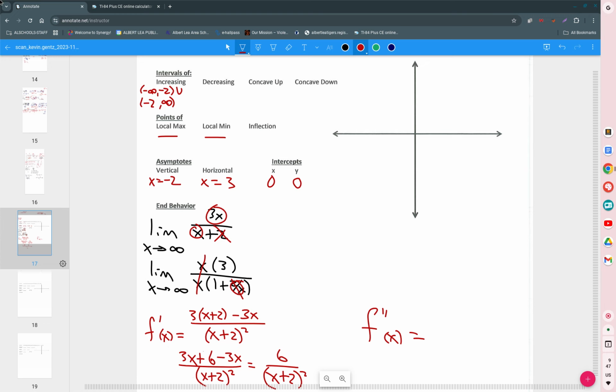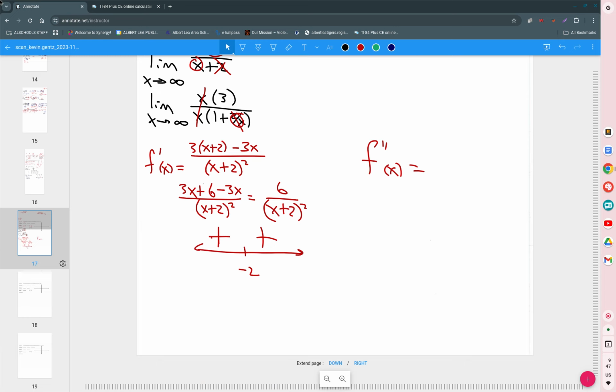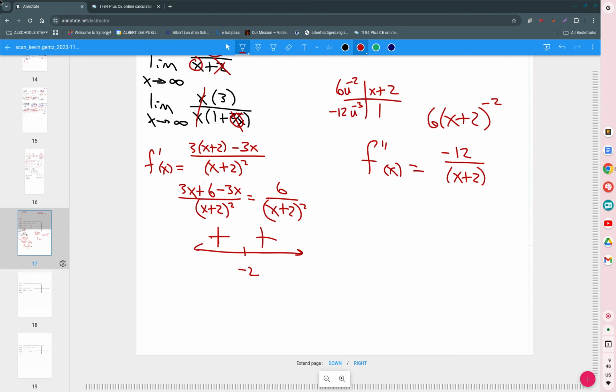There's no local max or local min. We could just cross that off. We go to the second derivative, and you have some choices here. You could use the quotient rule for the second derivative. What other rule could you use? The chain rule. You could say I have 6 times x plus 2 to the -2 power. If you rewrite it like that, then you have 6u to the -2, and you have x plus 2. My derivative for x plus 2 is 1. My derivative for 6u to the -2 is -12u to the -3. Excellent. So my second derivative is negative 12 over x plus 2 to the third power.